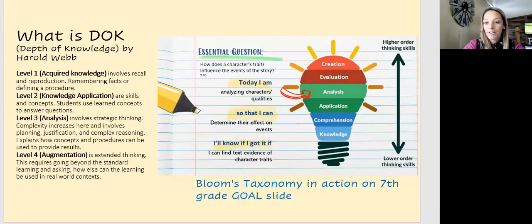So here we have a wonderful representation of Bloom's taxonomy that the 7th grade ELA teachers use. We've got our level 1, acquired knowledge, which involves recall and reproduction, remembering facts and defining a procedure. That's our lower order thinking skills. Then we've got level 2, knowledge application, our skills and concepts. Students use learned concepts and answer questions. Then we're climbing up a little bit. Level 3, analysis, involves strategic thinking. Complexity increases here and involves planning, justification, and complex reasoning.